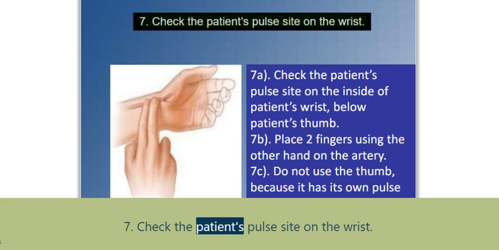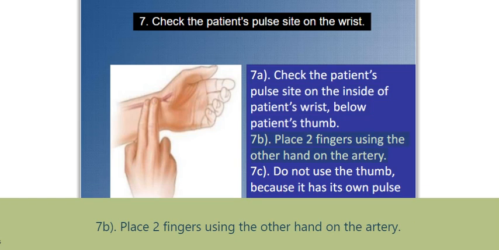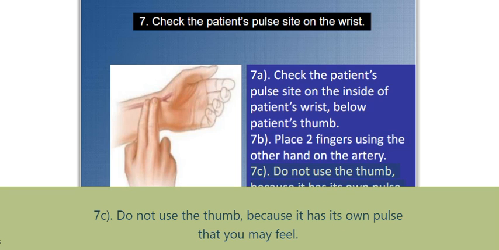7. Check the patient's pulse site on the wrist. 7a. Check the patient's pulse site on the inside of the patient's wrist, below the patient's thumb. 7b. Place 2 fingers using the other hand on the artery. 7c. Do not use the thumb, because it has its own pulse that you may feel.